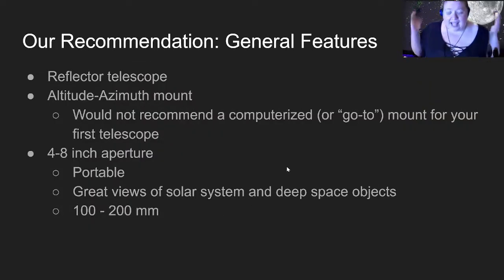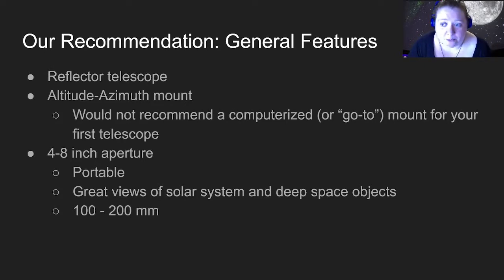So, in general, if you are looking for a beginner's telescope, this is what we're going to recommend. We recommend a reflecting telescope. We recommend getting an Altitude-Azimuth mount. And we do not recommend a computerized or go-to telescope to begin with. And we recommend getting a telescope that's 4 to 8 inches in aperture.